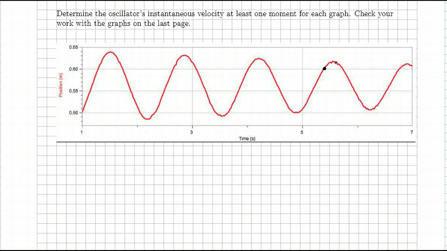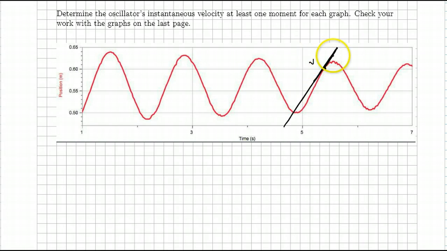and to find the velocity, I need to find the slope of that, which means that I'm going to need to find the slope of the graph at that point, which means I want the tangent line to the graph at that point. So I'm going to use a ruler here and try to draw a line that has the same slope as that point does. Okay, so that seems to kiss the curve right there. And then I want to find the slope of that line.